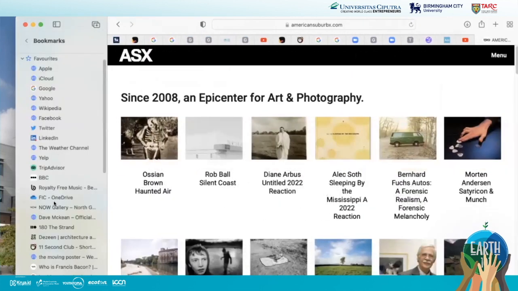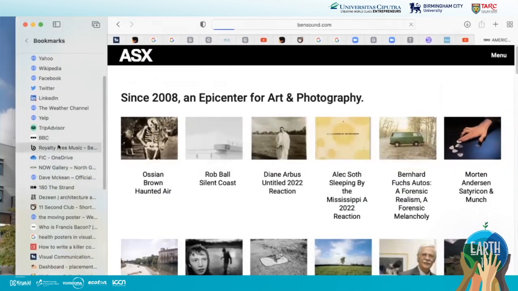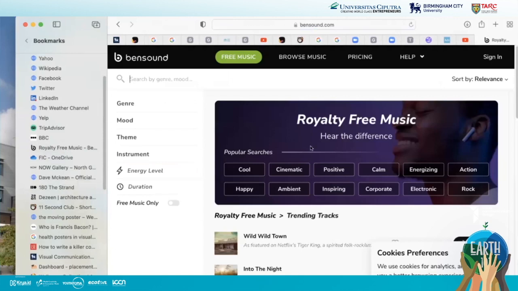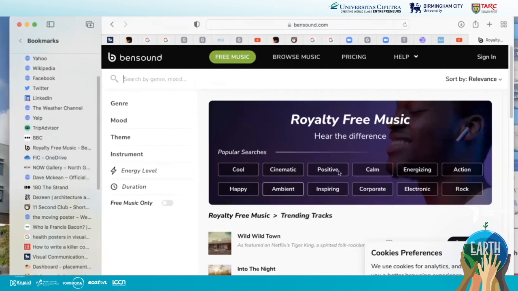So this one's good for royalty-free music. If you go to royalty-free, this one's good. It's called Bensound. On Bensound you can find a whole stack of different materials, ambient and cool. So that's one I would use.